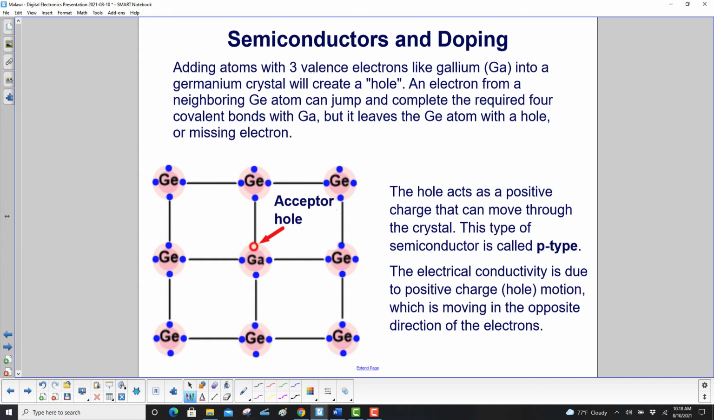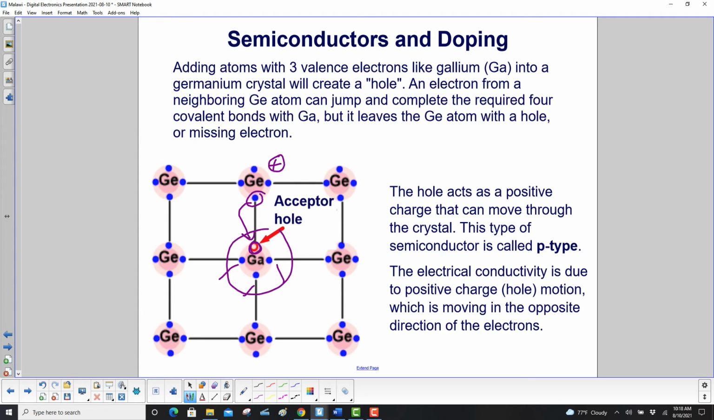Adding atoms with 3 valence electrons, like gallium, into a germanium crystal will create a hole. So we're showing the 3 valence electrons, and there's room here to take another electron in so everybody can have those 4 covalent bonds. What will happen is a neighboring germanium atom will send its electron there. That will complete the required 4 bonds with the gallium, but now this germanium has a hole or missing electron, so it has a positive charge.